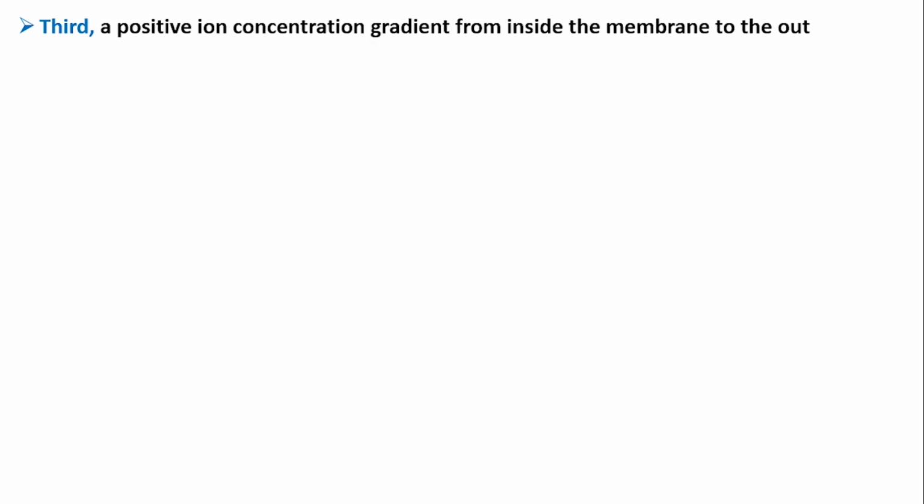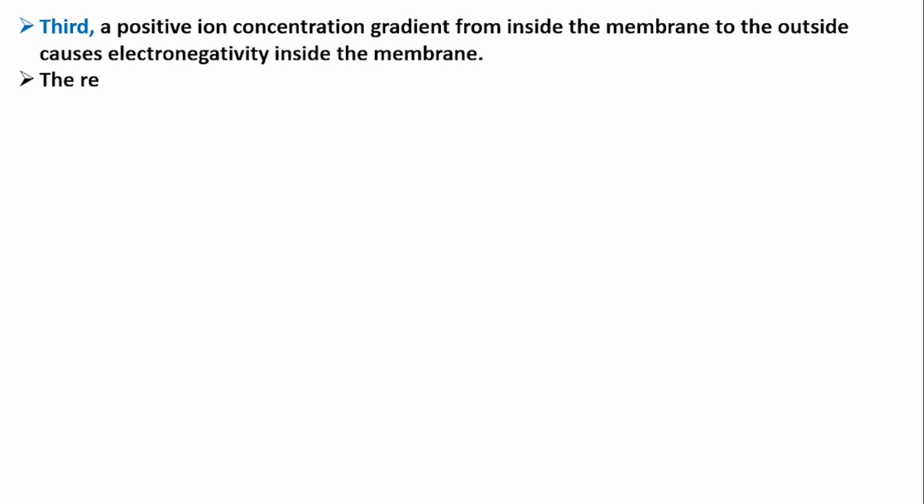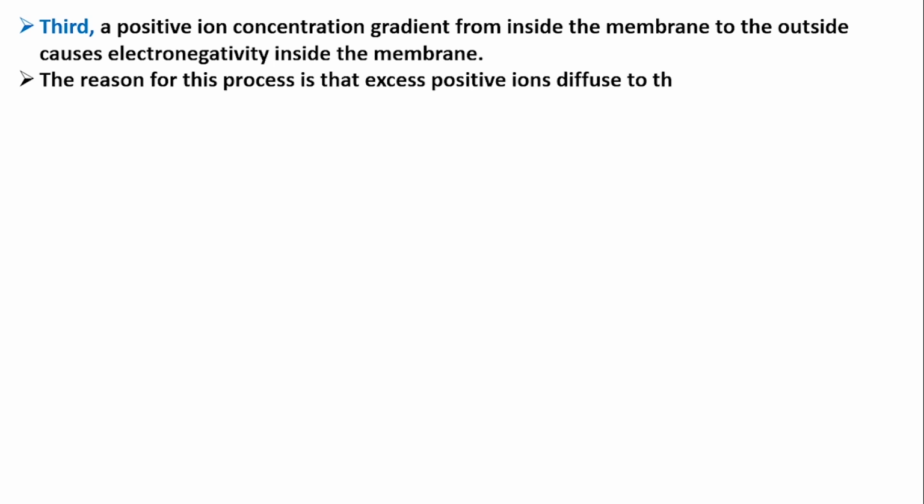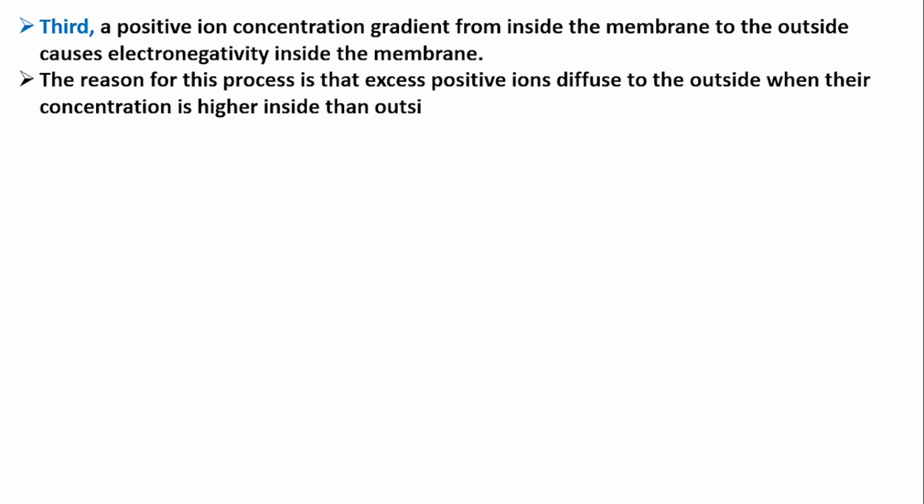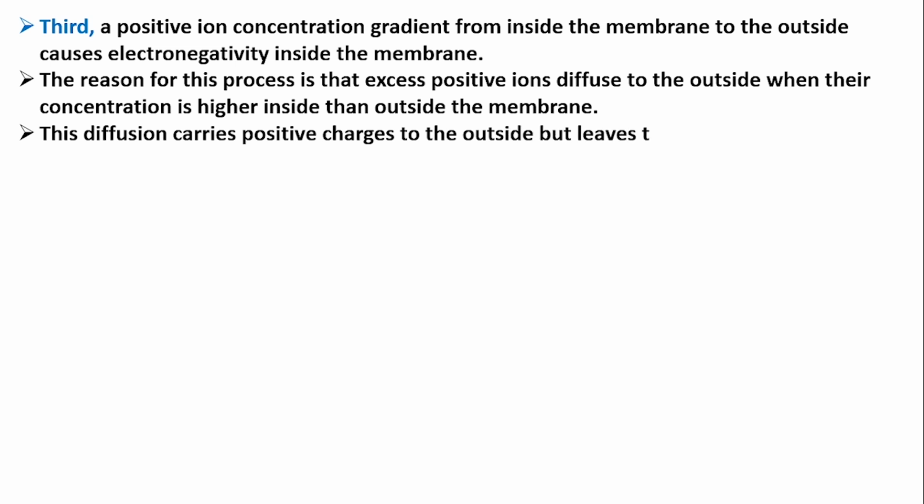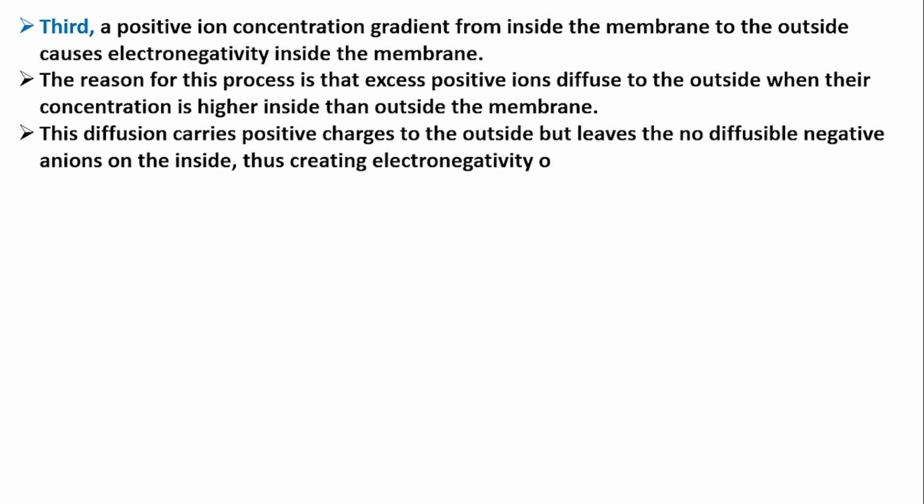Third, a positive ion concentration gradient from inside the membrane to the outside causes electronegativity inside the membrane. The reason for this process is that excess positive ions diffuse to the outside when their concentration is higher inside than outside the membrane. This diffusion carries positive charges to the outside but leaves the nondiffusible negative anions on the inside, thus creating electronegativity on the inside.